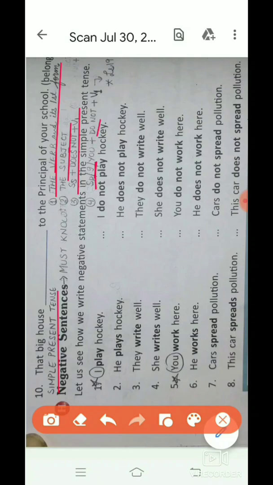Children, these structures of does not plus V1 and do not plus V1 are very important to get your sentence correct, to write a correct negative sentence. And these verb forms, that is the first form or the second form, you have already done in lesson number 19. I have mentioned here lesson number 19.